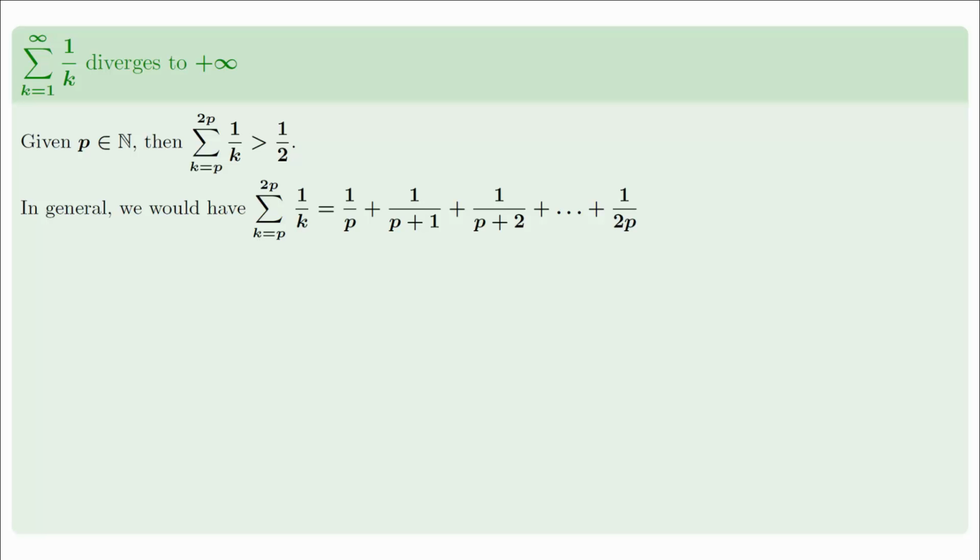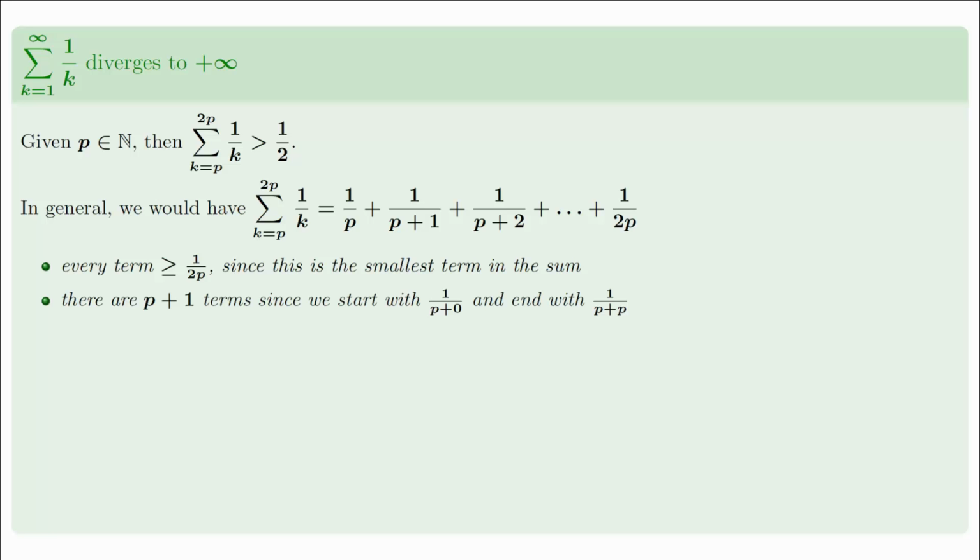Now comes a simple observation. Every term in this sum is bigger than or equal to 1 over 2p, because this is the smallest term in the sum. Notice also that there are p plus 1 terms in this sum, since we started with 1 over p plus 0, and we stopped with 1 over p plus p. So the sum is larger than we would get if we had added up the number 1 over 2p a total of p plus 1 times.